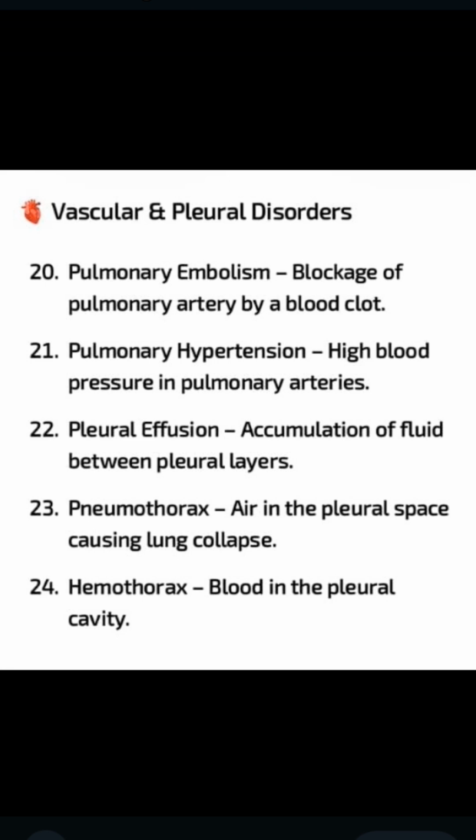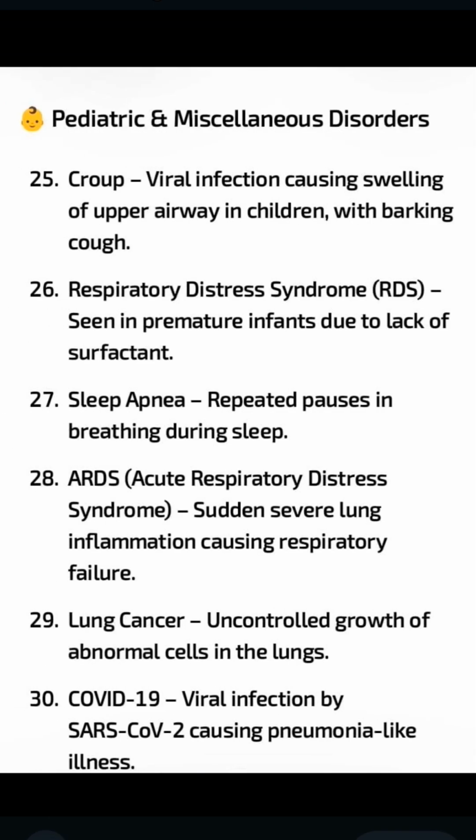High blood pressure in the pulmonary arteries, called pulmonary hypertension. Accumulation of fluid between pleural layers, called pleural effusion. Air in the pleural space causing lung collapse, called pneumothorax. Blood in the pleural cavity, called hemothorax. Viral infection causing swelling of upper airway in children with a barking cough, called croup.